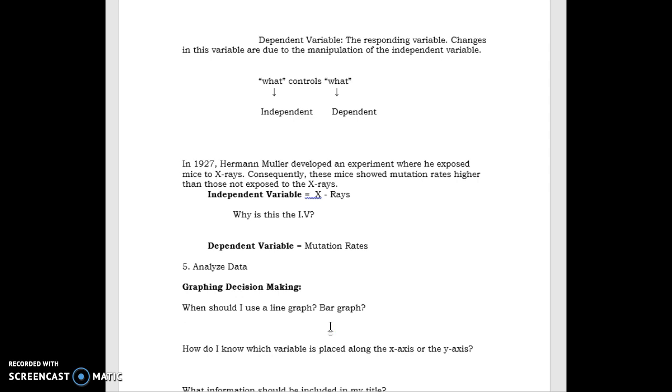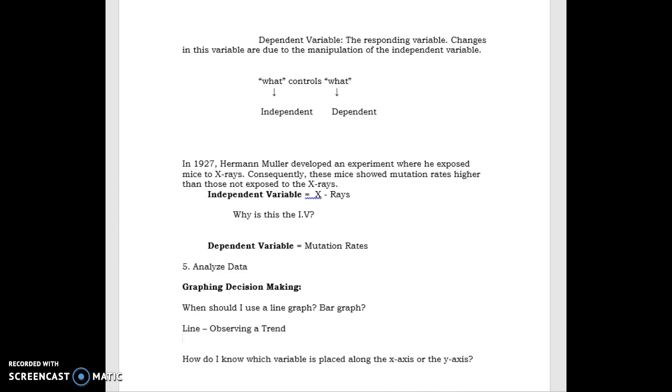When should I do a bar graph? So a line graph is for observing a trend. If you notice after you're looking at your data that the variables have a correlation, that one is controlling another in a very predictable manner, then you're going to do a line graph for that data. If what you're doing is a bar graph, you do that when you're doing a comparison. So if you are comparing towels and how they absorb with the absorption rate, a comparison graph is a bar graph. So bar graph, comparison, line graph, observing a trend.